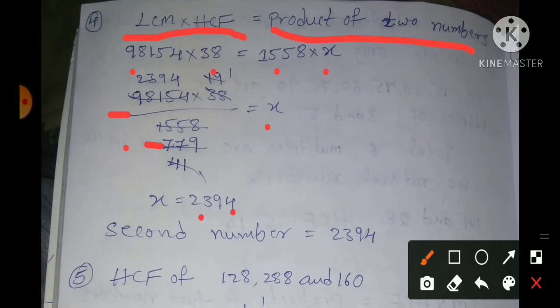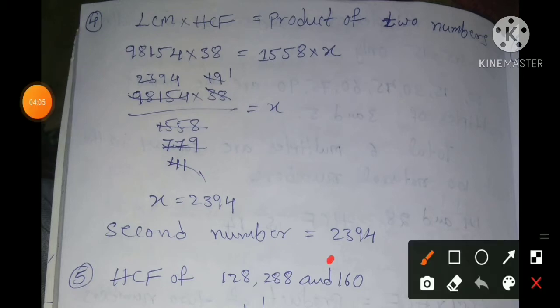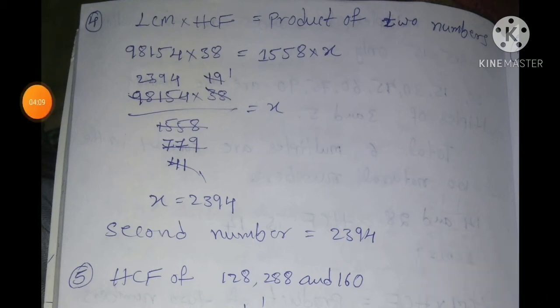So the other number is 2394. This is the second number. This is the answer for the question. The other number is 2394.